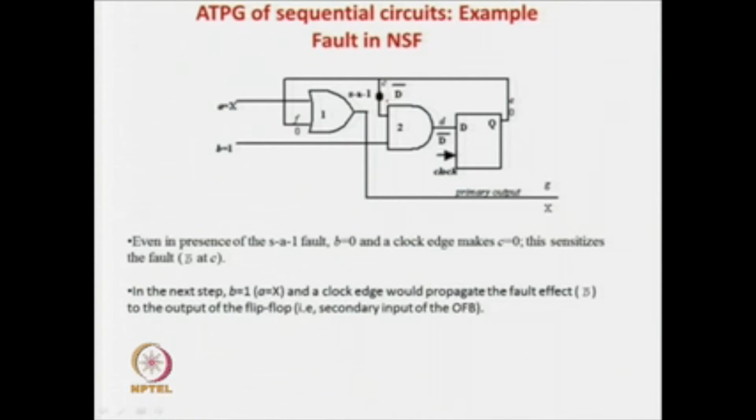So, you get this one. Now, next thing you have to do: you get a D prime over here. So, now what you know is that your fault is sensitized. The previous case, B equal to 0, was the previous case.